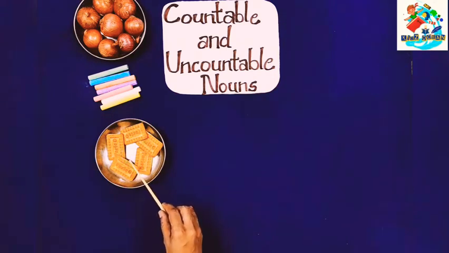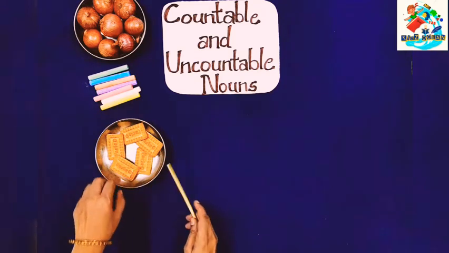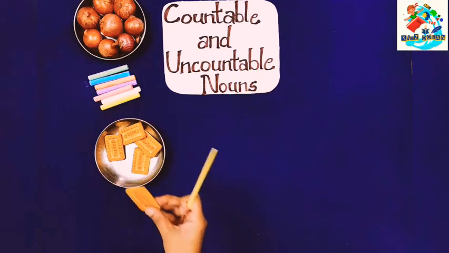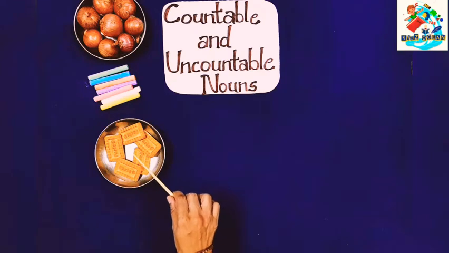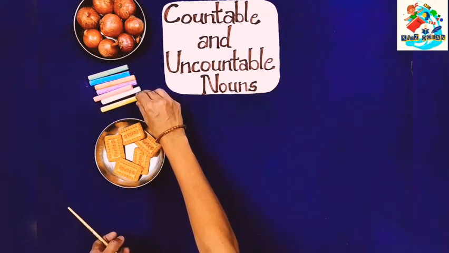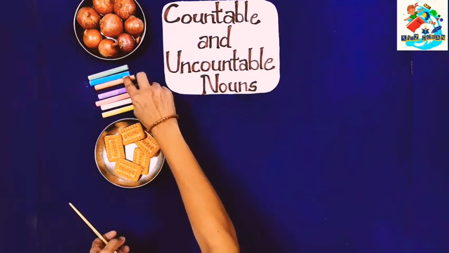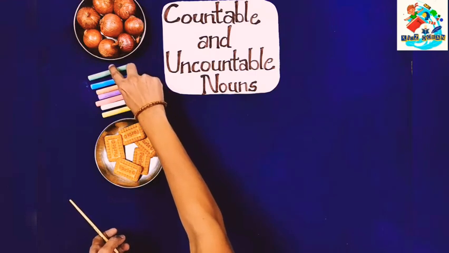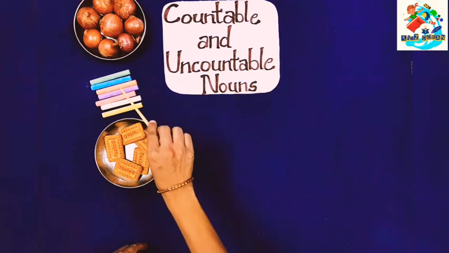The things which you can count are called countable nouns. They can be in singular form or plural form. Singular means one and plural means more than one, that is many. In the same way, we can count even these chalks also. 1, 2, 3, 4, 5, 6, 7. So there are 7 colorful chalks.